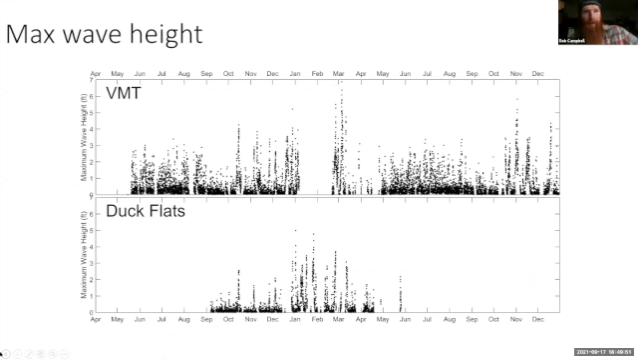And our record was just under 7 feet, which is fairly impressive considering how little fetch there is in the port, really. But generally, we're seeing max waves in the 2 to 3 foot range.